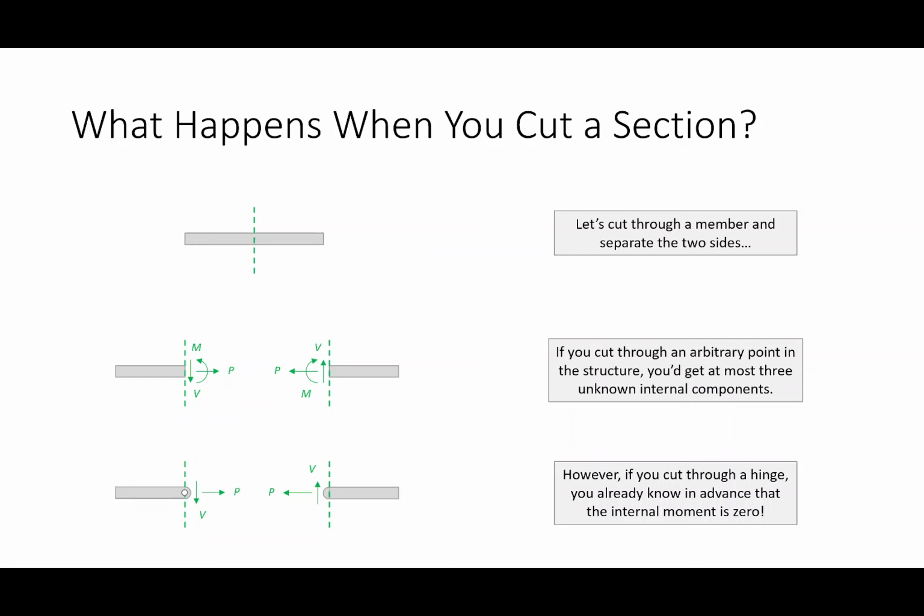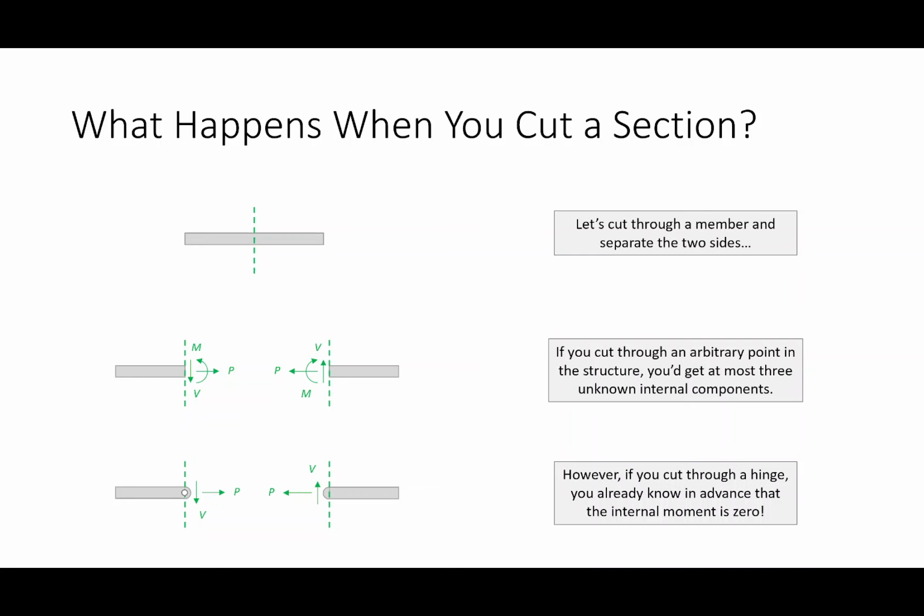So what happens when you cut a section? Again, if I'm sitting on a table and somebody cuts a section through an arbitrary point on the table, I fall down because I have released from the structure the ability to resist that internal response. Now I propose if you cut a section through an arbitrary point in a structure, you're going to get at most 3 unknowns: an unknown force in the x direction, an unknown force in the y direction, and an unknown moment. That lines up with what we've been talking about before.